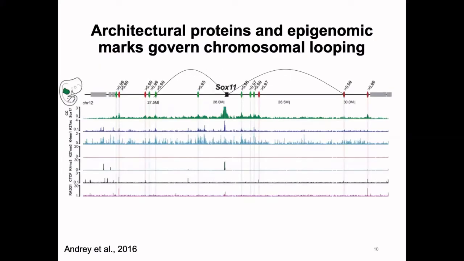What we do know is that looping is associated with various chromatin states and architectural proteins. So here we have the SOX11 promoter, which is clearly marked by different peaks for the epigenomic signals and the architectural proteins, and this is associated with limb development in mice. And the red and the green elements here are things that it's interacting with, and you can see that they are clearly marked by peaks as well. So we know that there's this association.